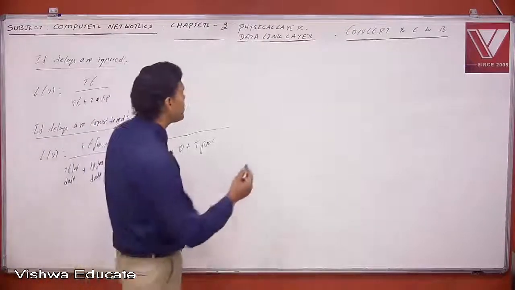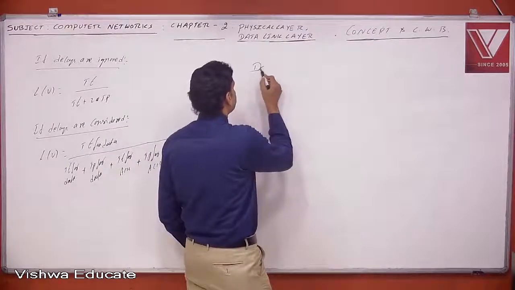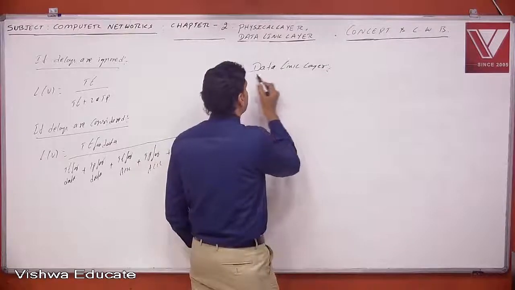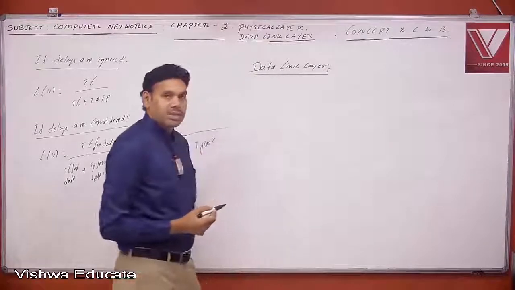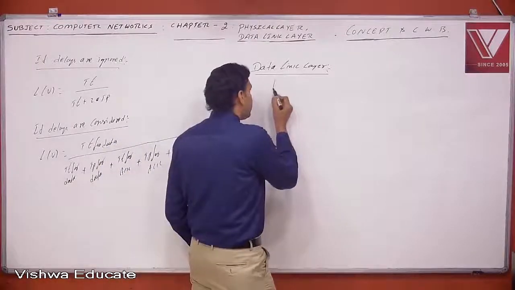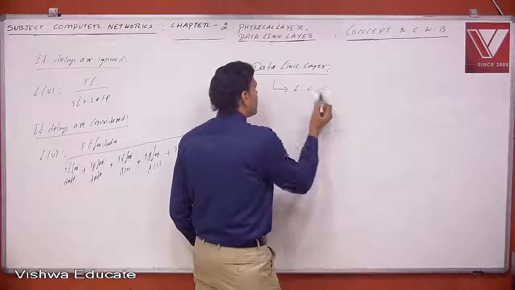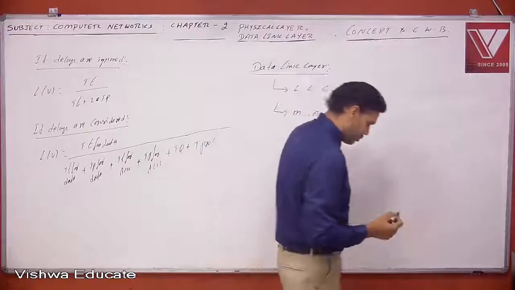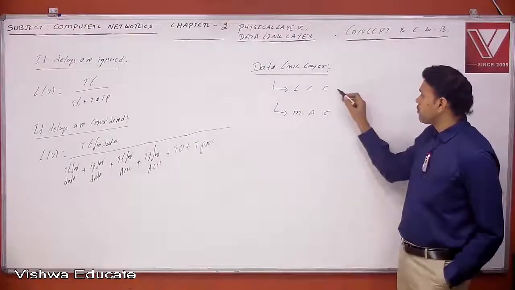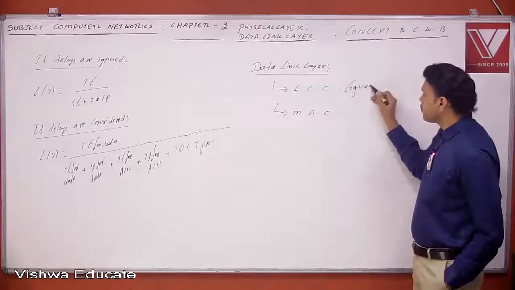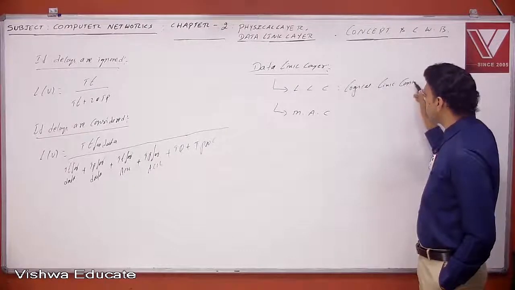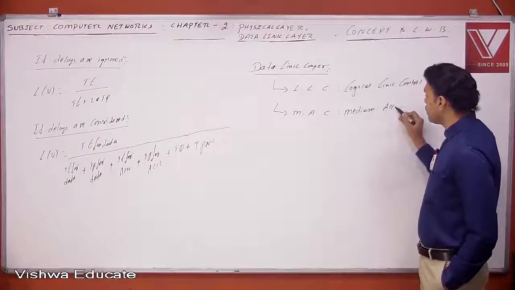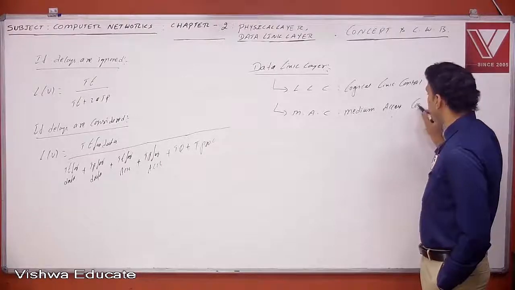Now we will see the data link layer. The data link layer consists mainly of two parts, LLC and MAC. What is LLC? LLC is logical link control. MAC is medium access control.